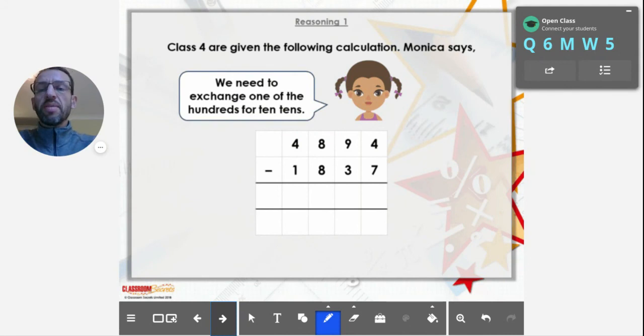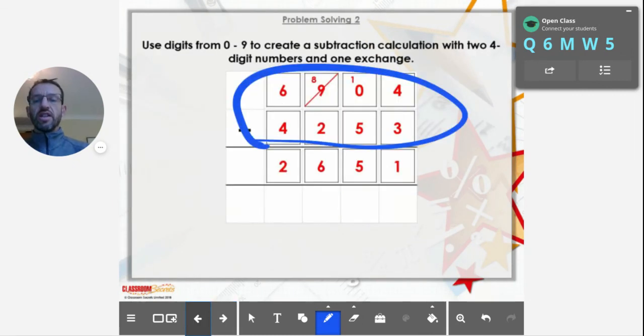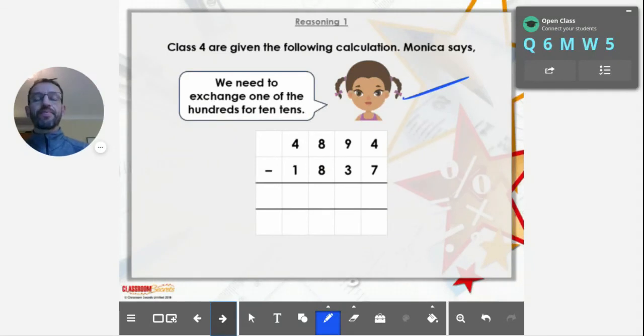Okay, here's another puzzle. Class 4 are given the following calculation, and Monica, here she is, says, we need to exchange one of the hundreds for 10 tens. Is she correct? Is she incorrect? What do we think? Let's look in the hundreds column and the tens column. Change one of the hundreds for 10 tens. Here's the hundreds. Do we need to exchange it for 10 tens?